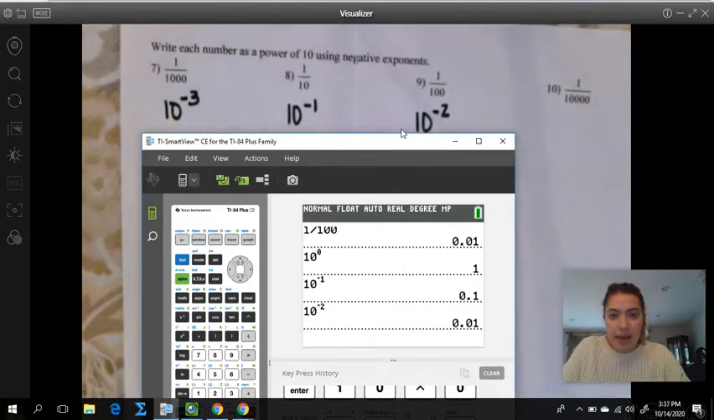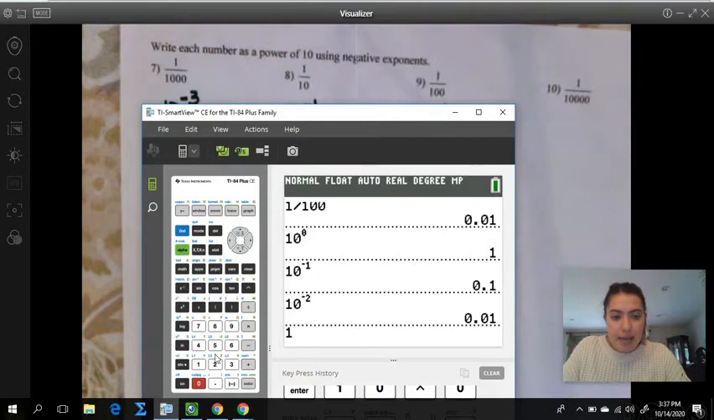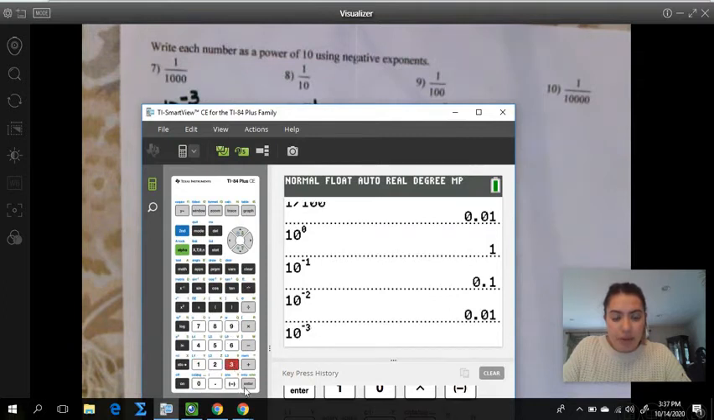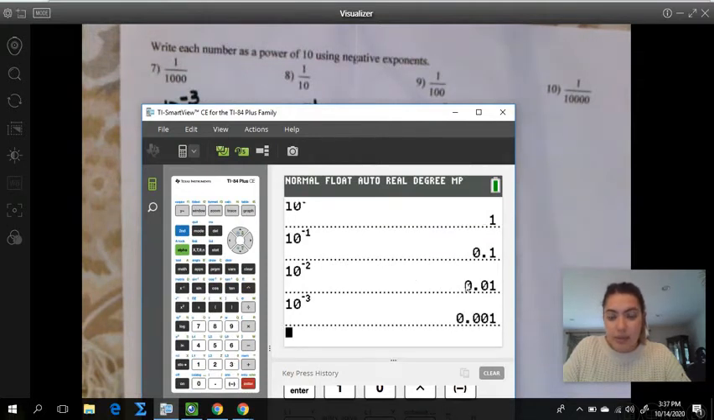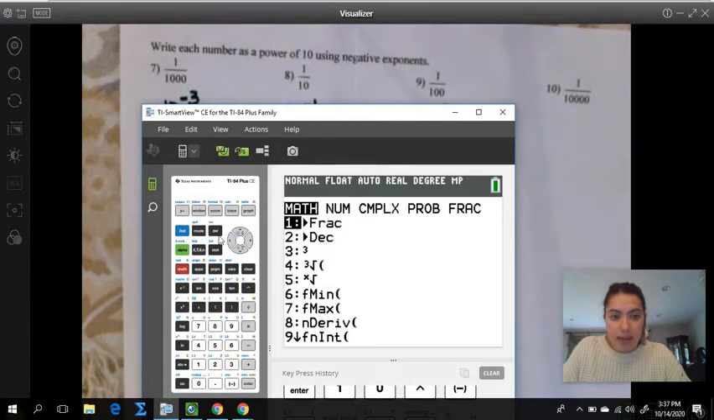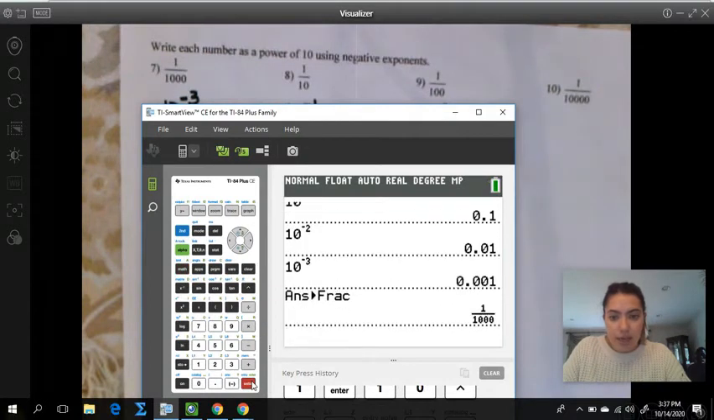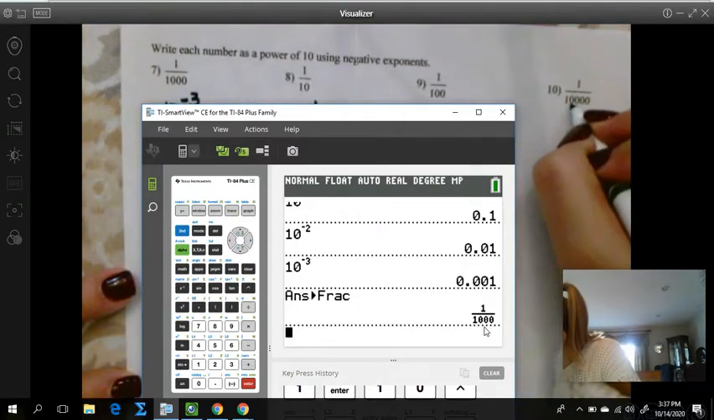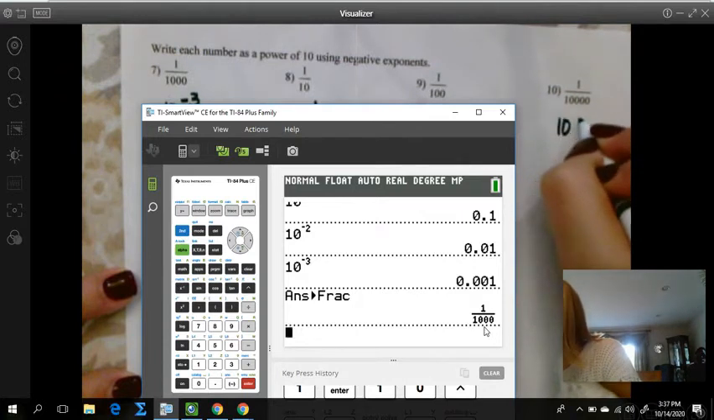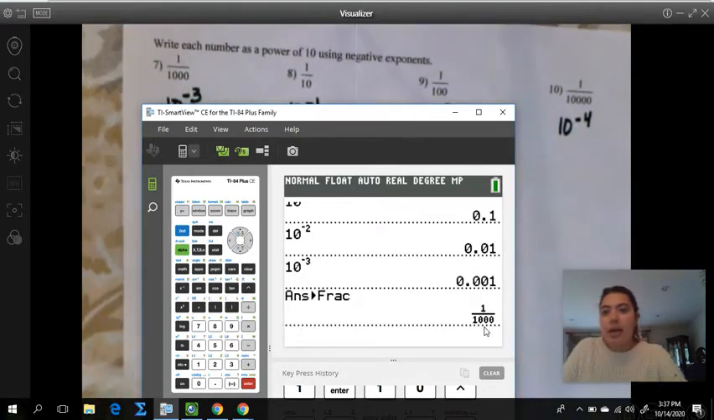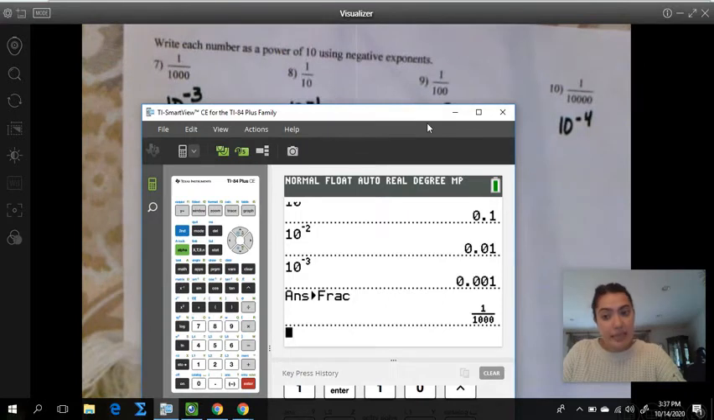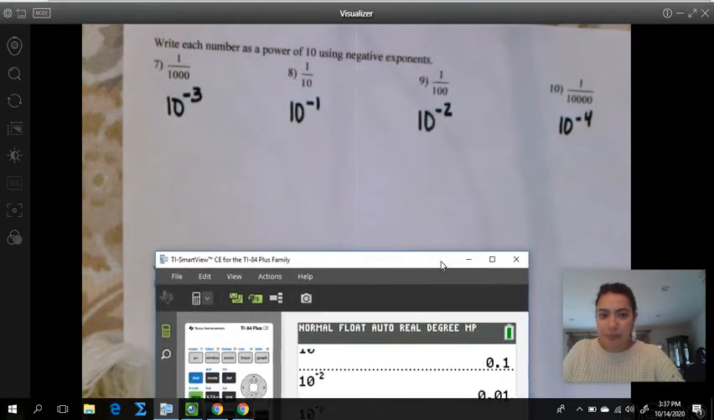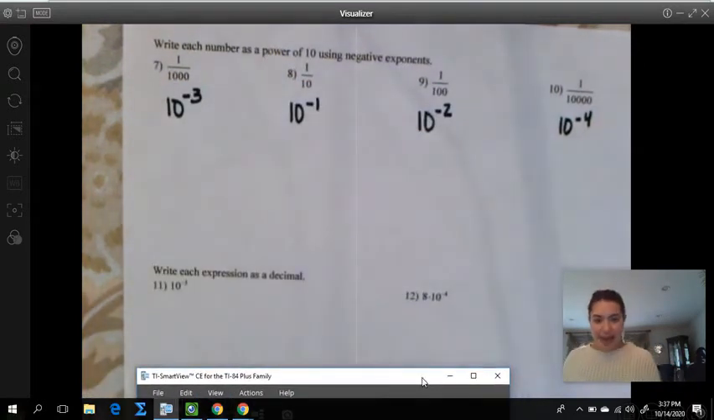So let's check that out. 10 raised to the negative third power is 0.001, which if we go to math, fraction, is 1/1000th. And then 1/10,000 would be 10 raised to the negative fourth power because there are 4 zeros in the number 10,000. So that isn't too bad.